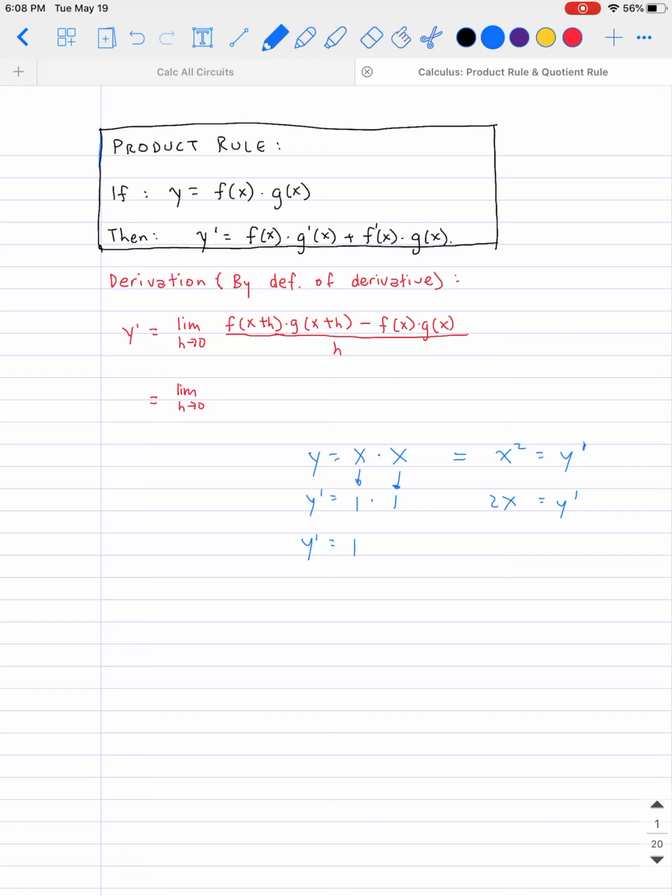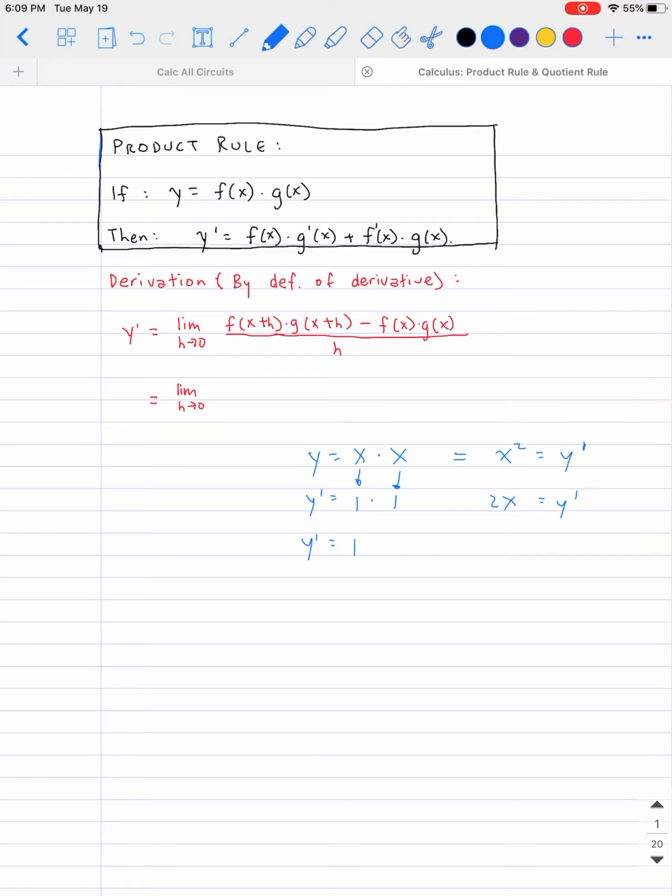So the question is, how do you actually take the derivative of a function where you have a product of two functions? That's where this comes in. It turns out that if you have a function that is a product of two other functions, the derivative is the first function multiplied by the derivative of the second, plus the second function multiplied by the derivative of the first.